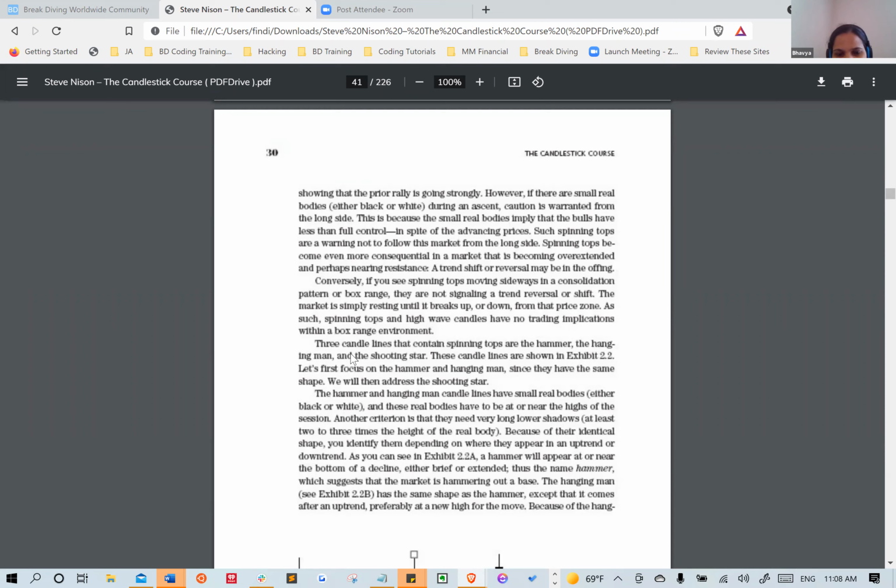So the three candle lines that contain spinning tops are the hammer, the hanging man, and the shooting star. They are forms of spinning tops, but they are named depending on where they come. The hammer comes in after a downtrend, and the hanging man after an uptrend. Even the shooting star is after an uptrend. Hammer, hanging man, and what's the other one we just read about? Shooting star.